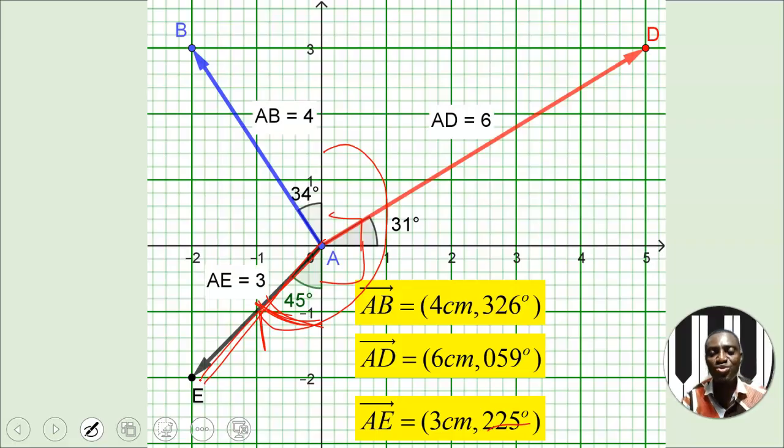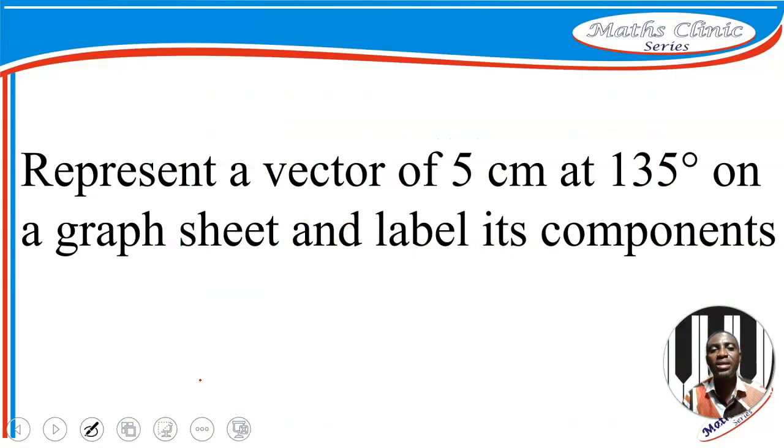Now let's look at the remaining two ways of representing vectors. So we've done the first two, the component form and the magnitude form, or the magnitude bearing form. Now I want you to do this exercise. Take a graph book and represent the vector 5 centimeters at an angle of 135 on the graph sheet and label its component for yourself.